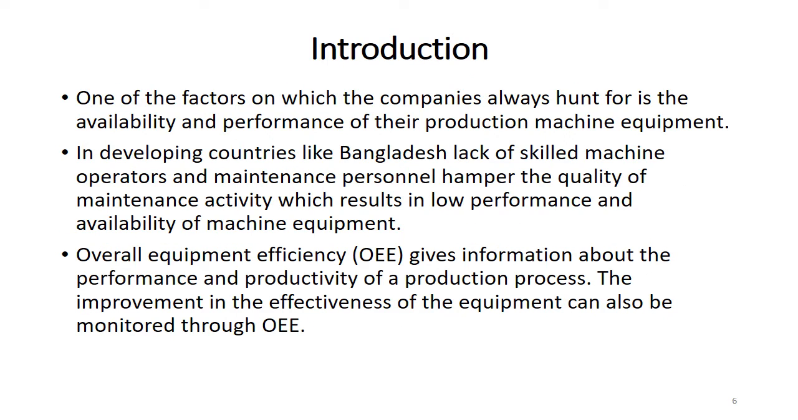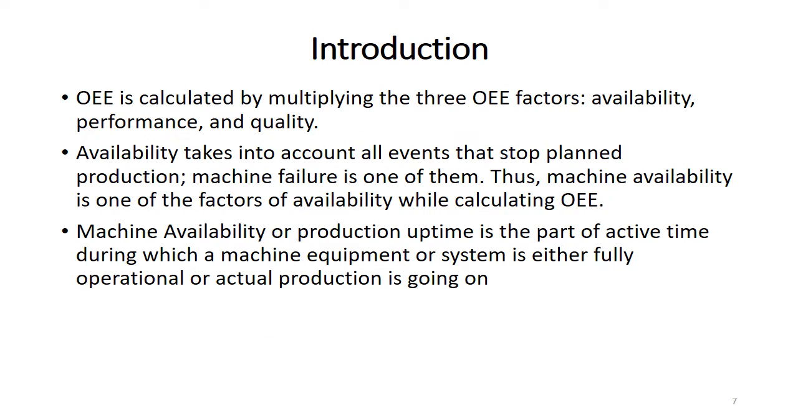Companies nowadays are hunting for availability and performance of their production machine equipment. In Bangladesh, it is the same. Overall equipment efficiency gives information about the performance and productivity of the production process. By multiplying the values of availability, performance and quality, we can get the value of overall equipment efficiency.